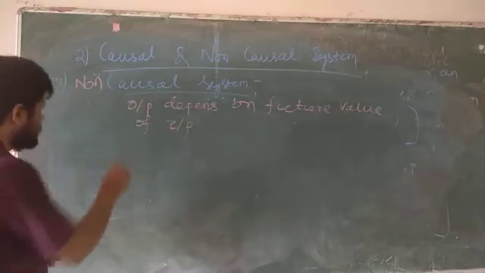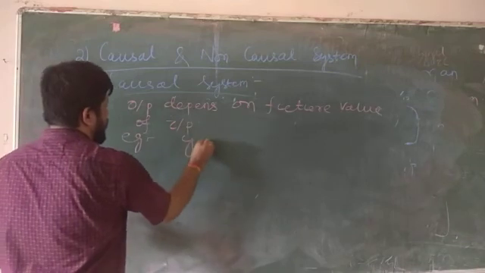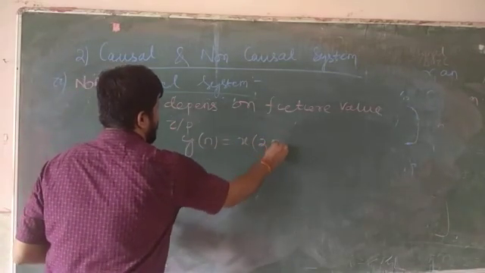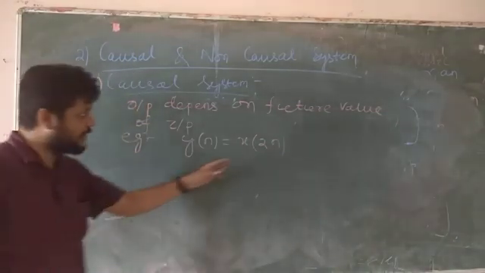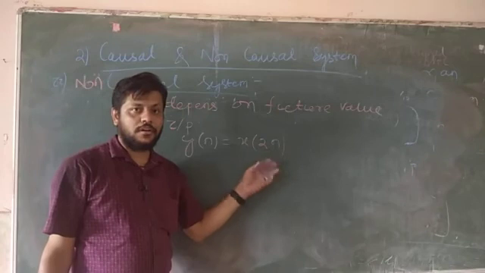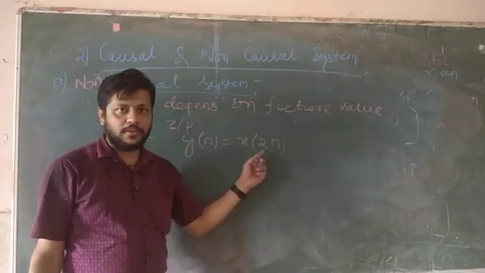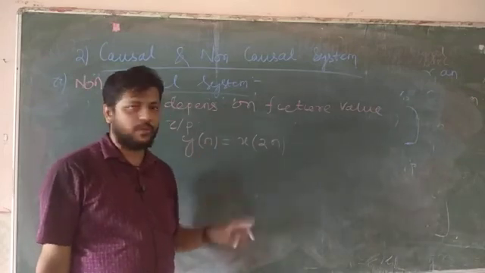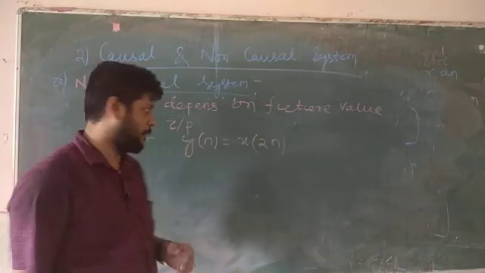So example, y of n is equal to x of 2n. So the moment we can see here the system performs a scaling operation. So how I got x of 2n, because this system produces the output y of n equal to x of 2n. That means it performs a scaling operation. So here the system performs a scaling operation.